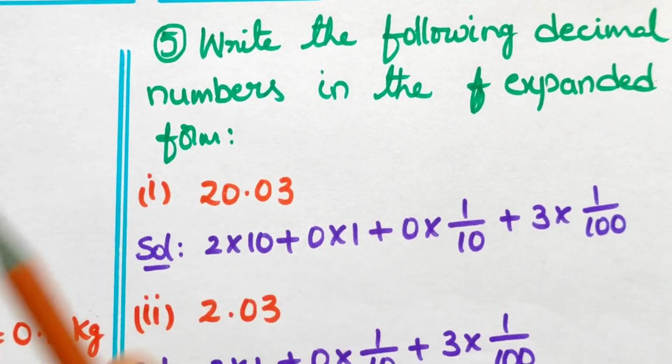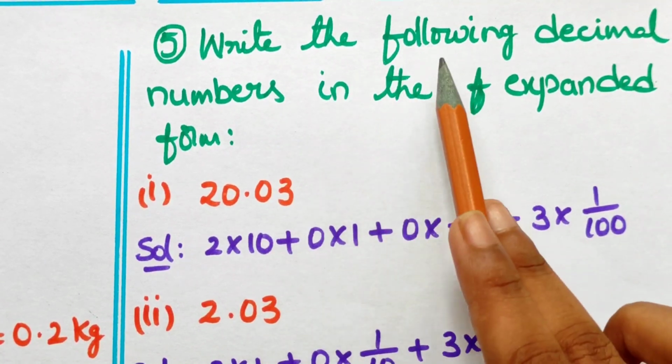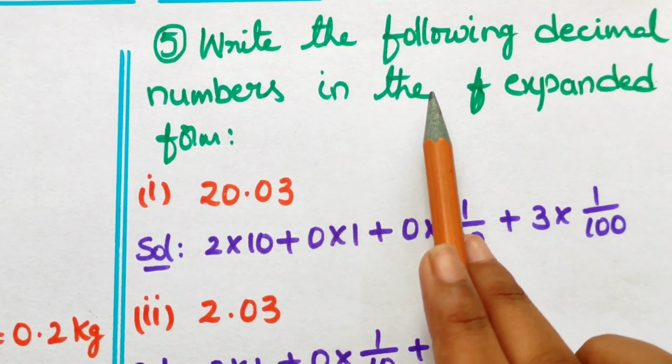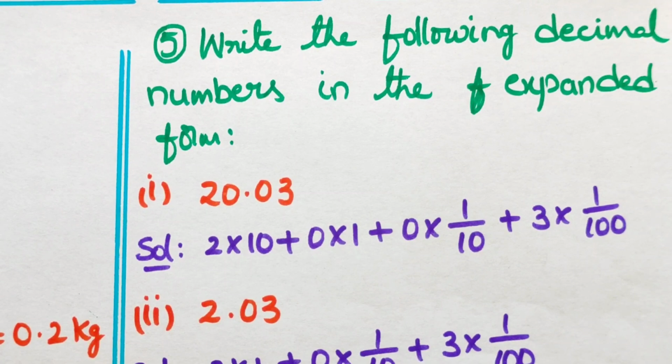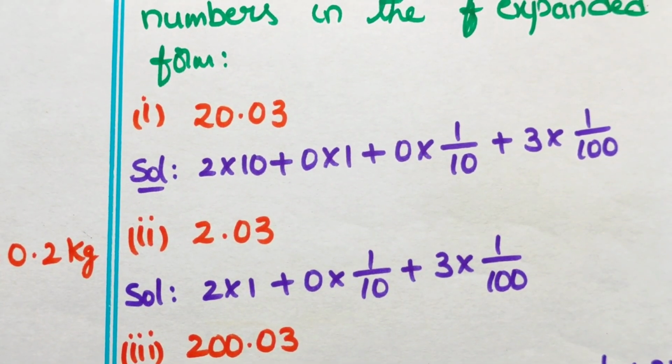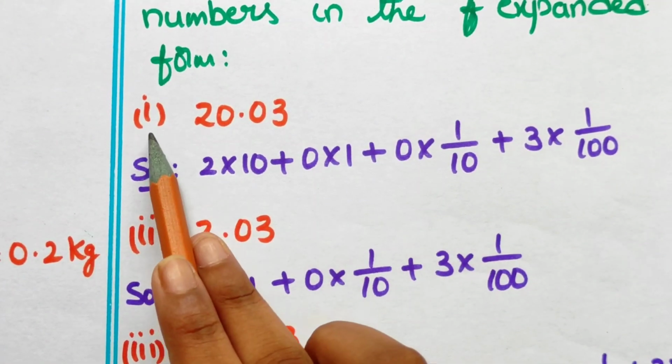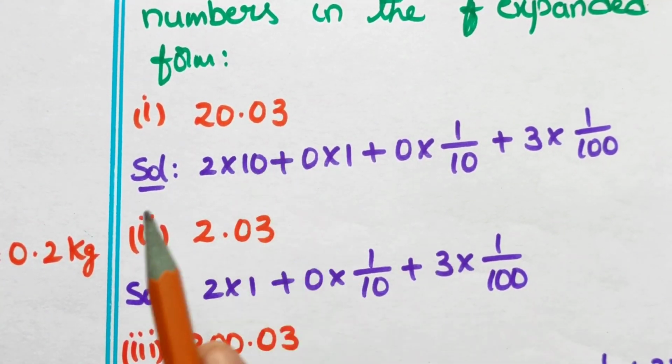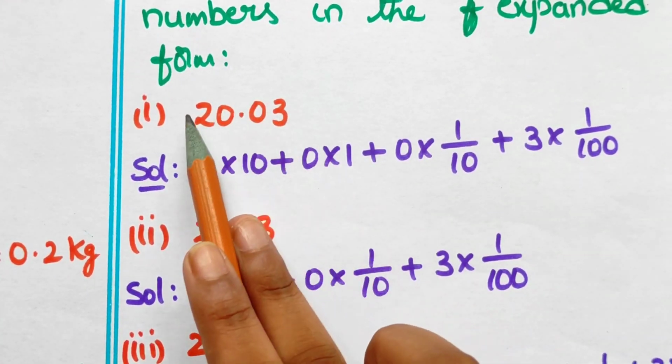Okay friends, now let us see the fifth problem. Write the following decimal numbers in the expanded form. We have learnt in second standard what is an expanded form. Expanded form is nothing but a number is given and we should write its expanded form. That means if 20 is given, we should write 2 into 10 plus 0. So now here the first bit is 20.03. Here the expanded form should be written in decimals.